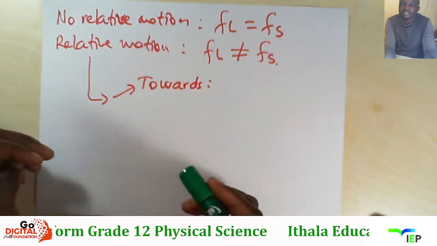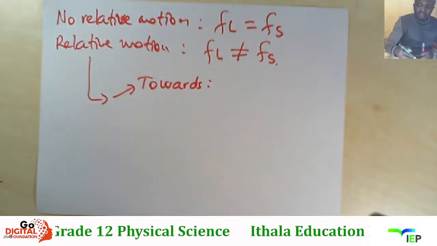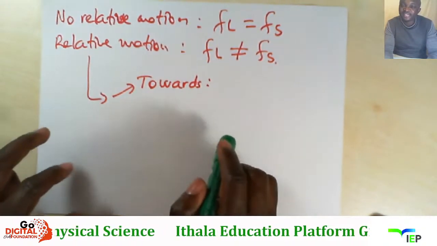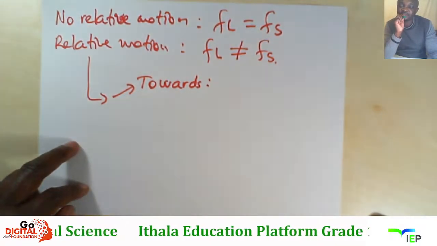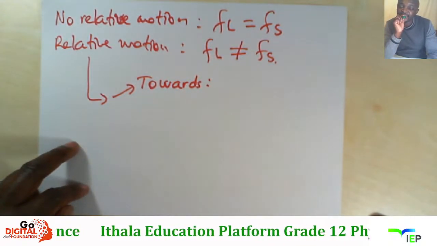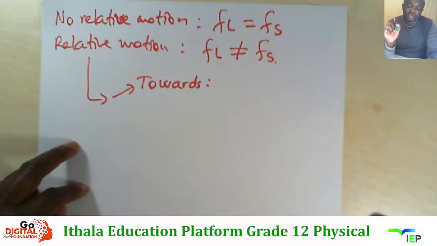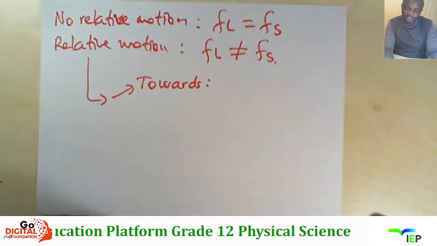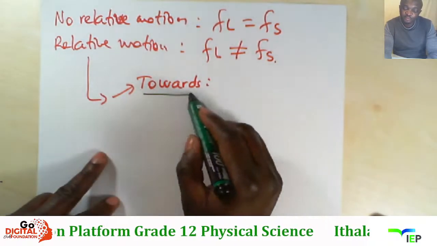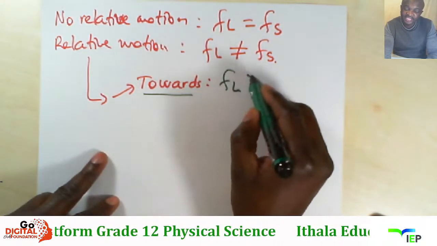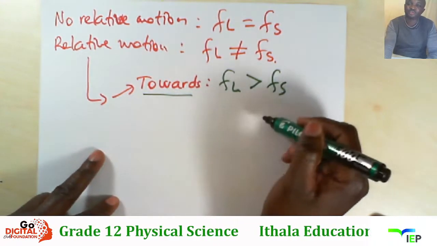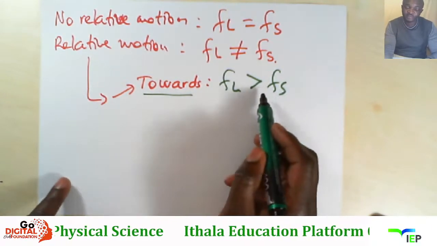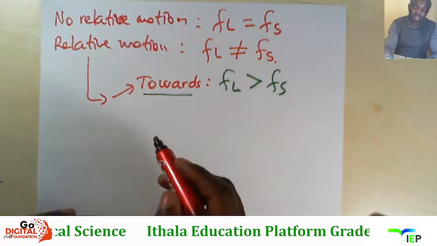Example, maybe the siren or the bell at school. Because you know that when the bell rings, it does not move itself. So if you are the one at school and you go running, maybe because you are late, when you are the listener, you are moving toward the source of the sound. So we find that if it's moving toward, the frequency of the listener is greater than the frequency of the source. It means the listener hears a frequency that is greater than the frequency produced by the source of the sound.